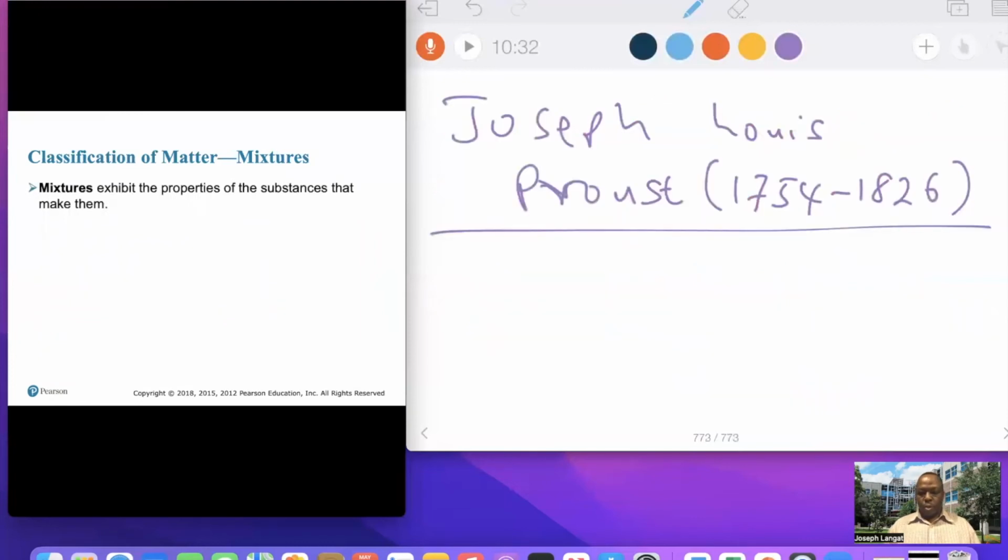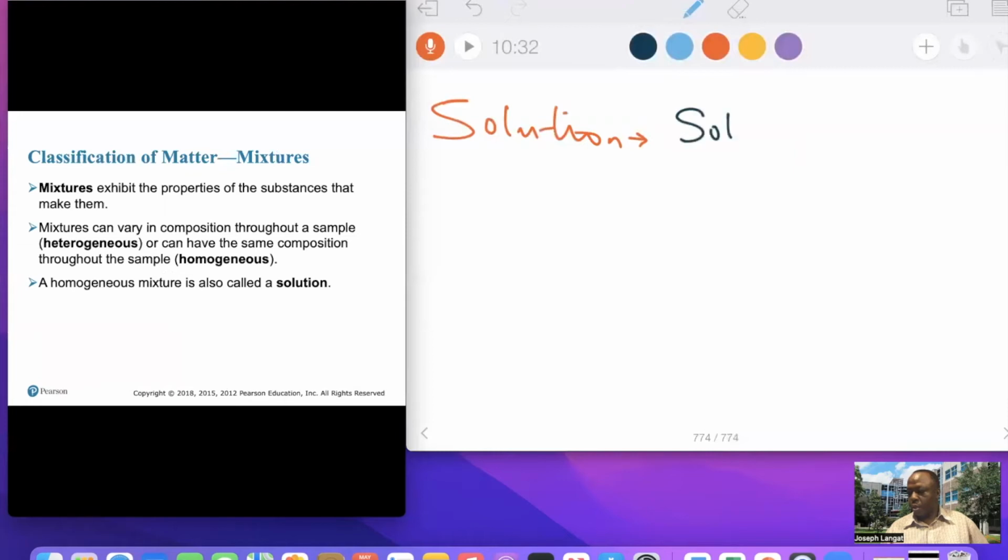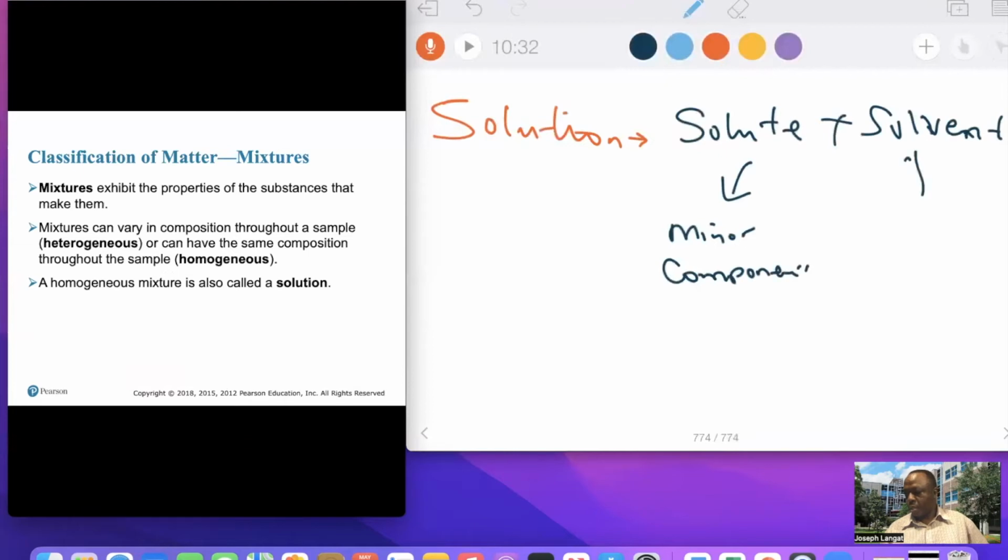I talked earlier about the mixtures. There are two types of mixtures: heterogeneous mixture and homogeneous mixture. Homogeneous mixture is also called a solution. And a solution, we'll see in chapter 4, I believe, consists of solute plus solvent. Solvent is the major component, and solute is the minor component in a solution. If they form a uniform solution, we call that homogeneous. Please learn to list examples.